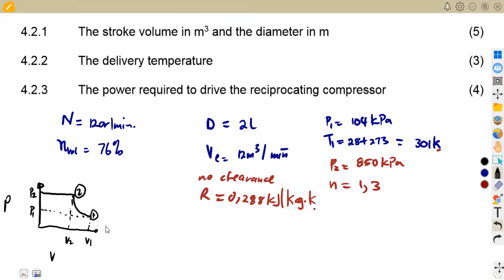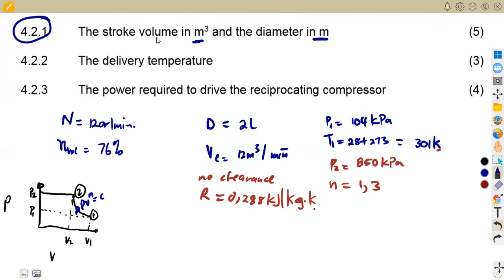That's what that was supposed to be the condition, taking the law PV to the exponent of N equal to C. So that was a condition when there is no clearance. All right. The question here is to calculate the stroke volume in cubic meters and the diameter in meters. So you're supposed to calculate two things here, the stroke volume and also the diameter.